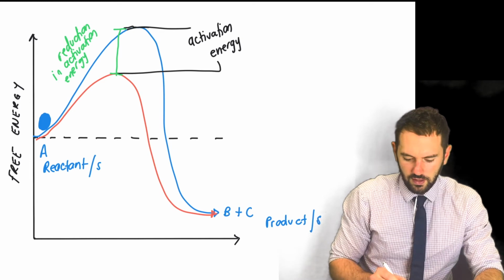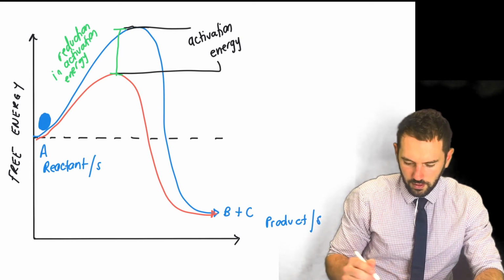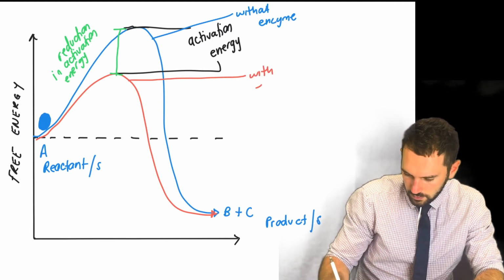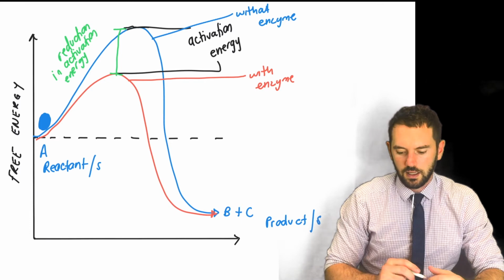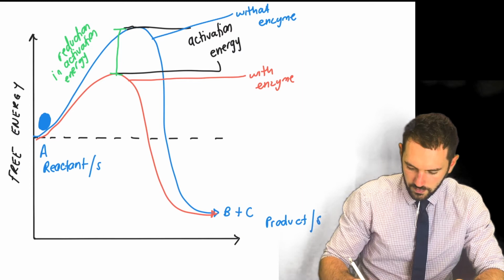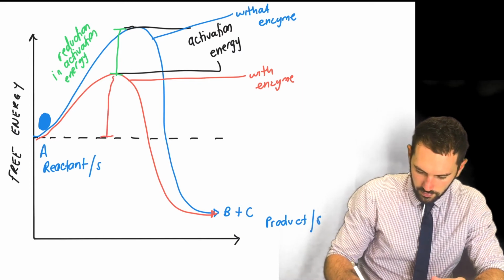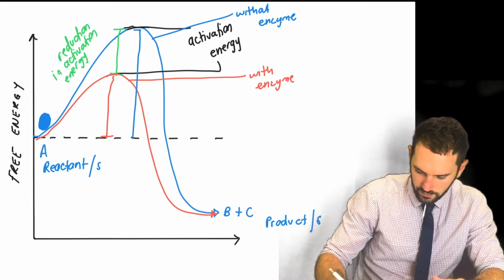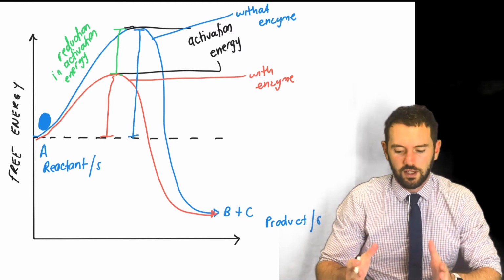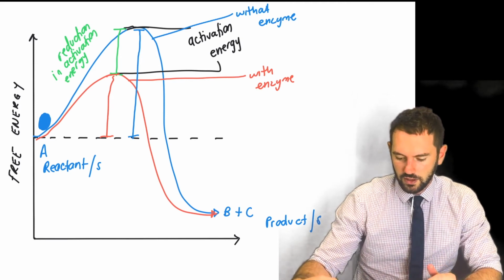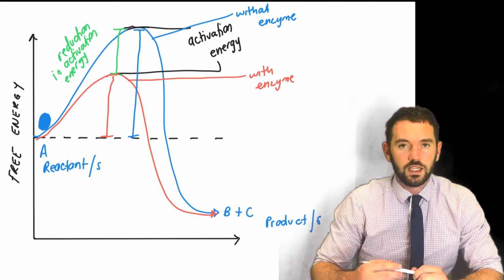So I'm just going to put a couple of notes here to remind you of the different scenarios. So blue is without the enzyme, and red is with the enzyme. Okay, so the activation energy with the enzyme is the distance between here, and without the enzyme, it's this distance here. Lucky this is a video, otherwise this would get very messy if it was just a single diagram. But we've got our activation energy without the enzyme, the activation energy with the enzyme, and then in green here, the reduction in activation energy.